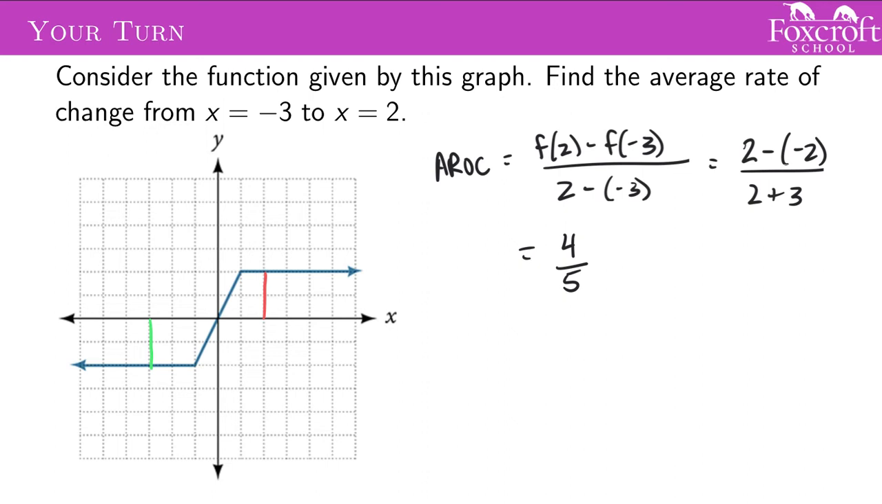But again, we have these two points on my graph, and to get between them, I have to go up 4, which causes the 4 on the top, and right 1, 2, 3, 4, 5, which causes the 5 on the bottom. So 4 over 5, or 4/5, is the average rate of change of this function from -3 to 2.